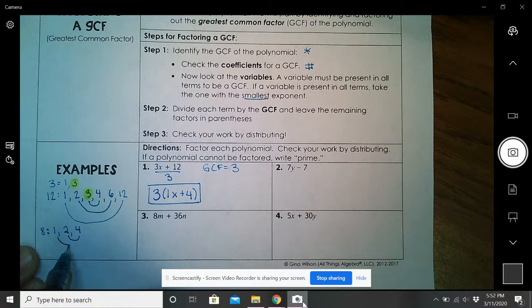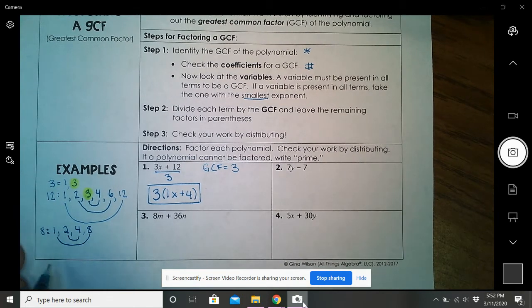So it looks like my next factor is going to be whatever multiplies here, which would have to be 8. 8 divided by 8 is 1. So there's all my factors of 8. Now I need to write out all the factors of 36.